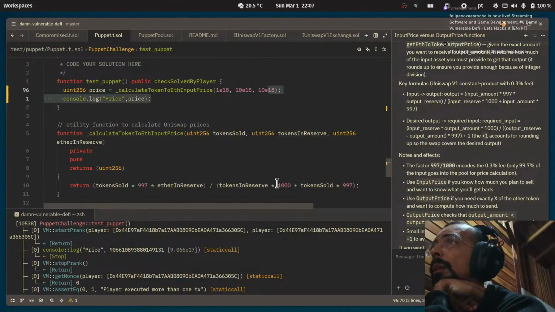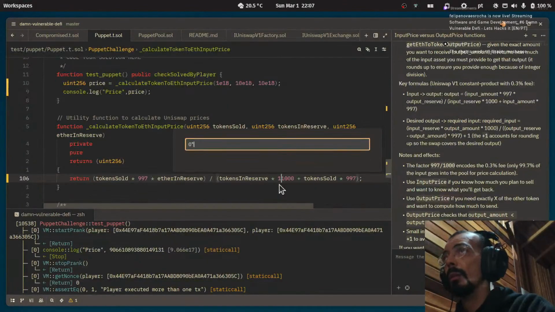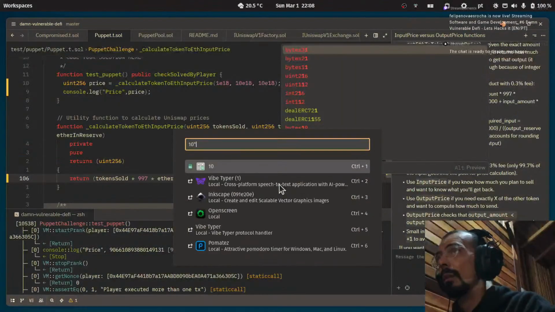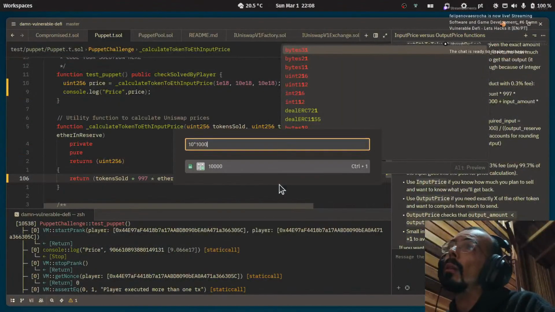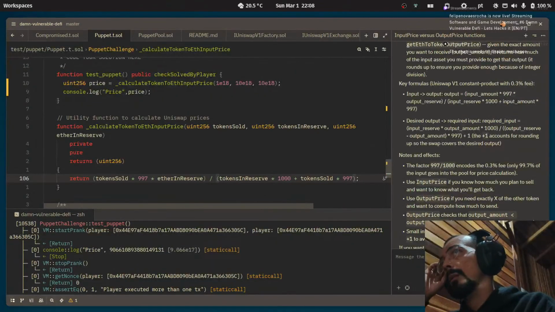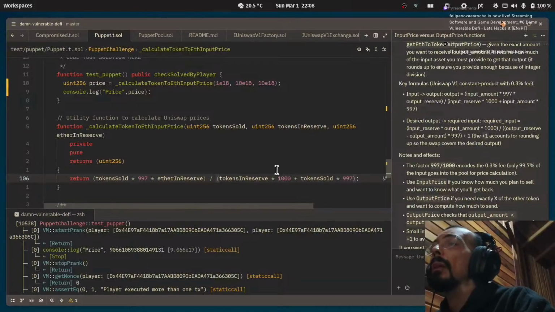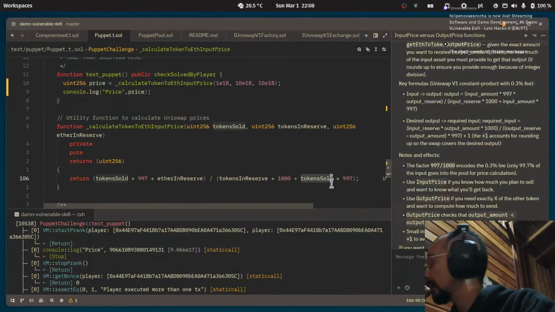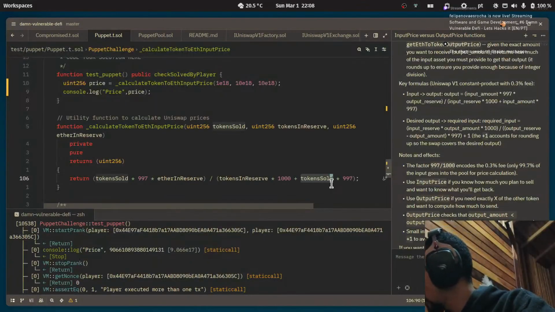So 10 increase by a lot. That should be 10,000 plus 9997. 1,9997.